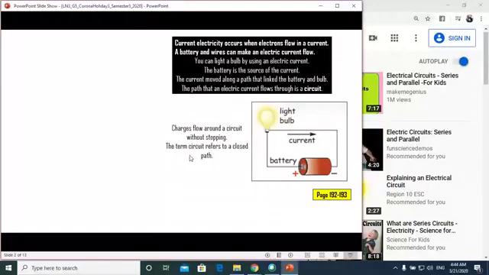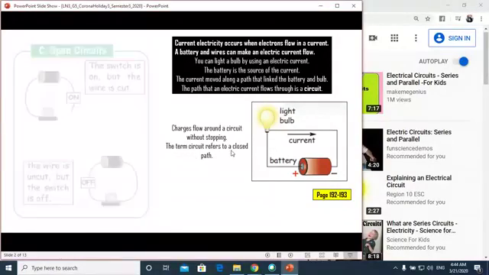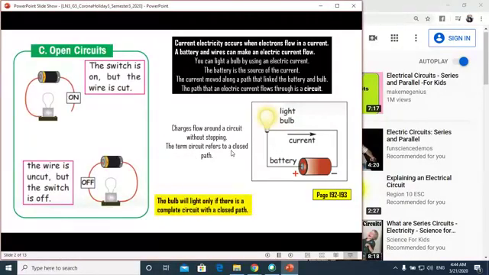So the term circuit refers to a closed path. It needs to be closed. Open circuits won't let your light bulb light up. We don't use them.